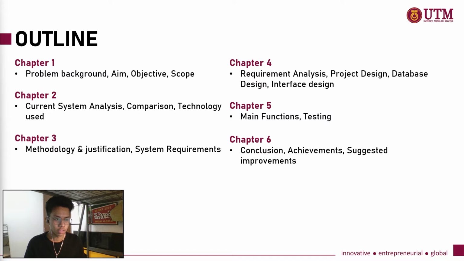First of all, we'll go through chapter 1 and move on one by one up until chapter 6. Chapter 1 will contain the problem background, aim, objective, and scope. Chapter 2 will contain the current system analysis, comparison, and technology used. Chapter 3 will be about the methodology, justification, and system requirements. Chapter 4 will be about requirement analysis, project design, database design, and interface design. And Chapter 5 will be about the main functions and testing. Chapter 6 will finally wrap up the video with the conclusion, achievements, and suggested improvement for the system.